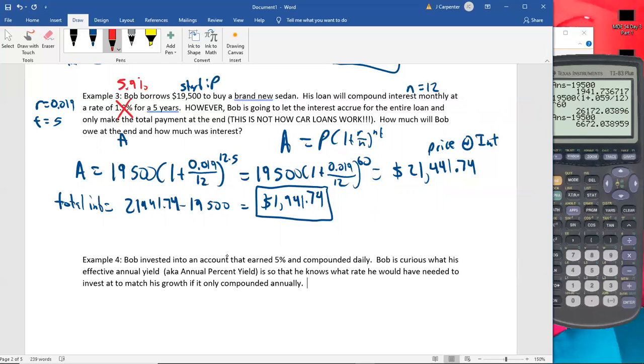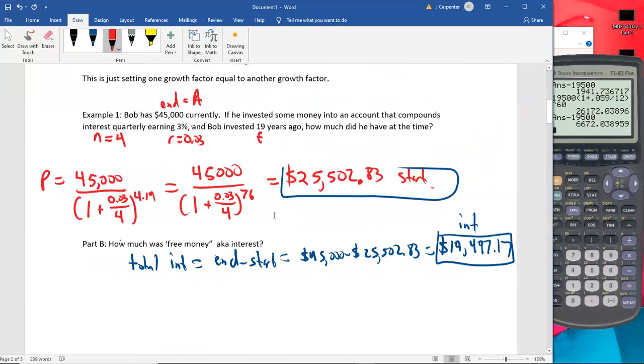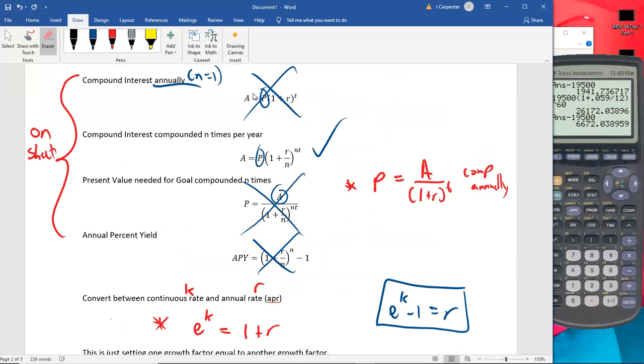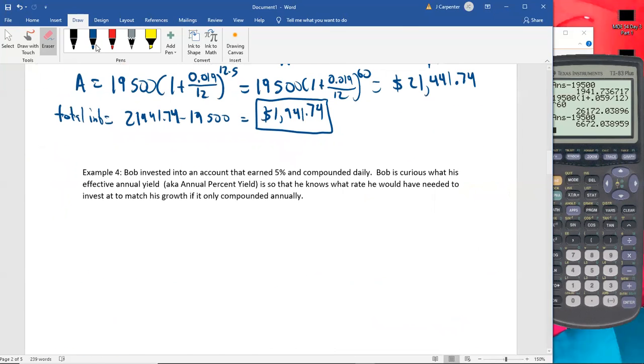I asked for what his APY is, which the APY formula is only dependent on the rate and the number of times it compounds per year. There is no principal in here. There is no t in here. The t is always a 1 because this is over 1 year exactly. So we need this formula, 1 plus r over n raised to the n, and then a minus 1. So APY equals 1 plus r over n raised to the n, then a minus 1.